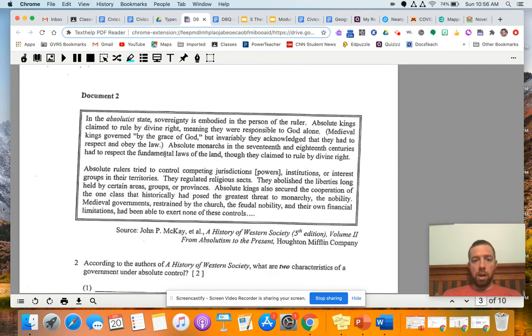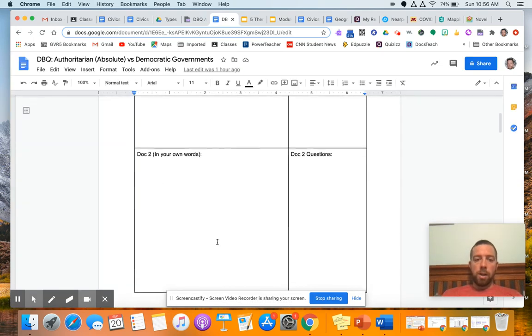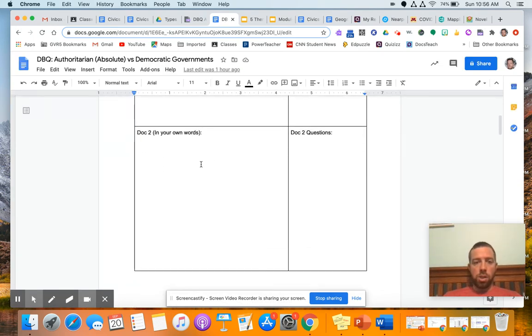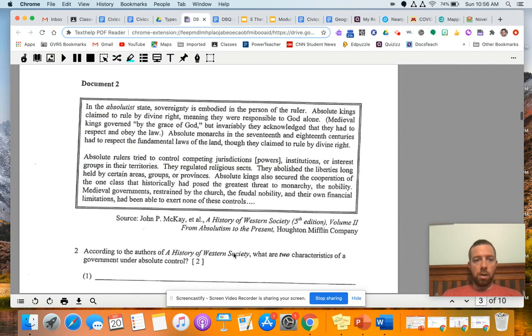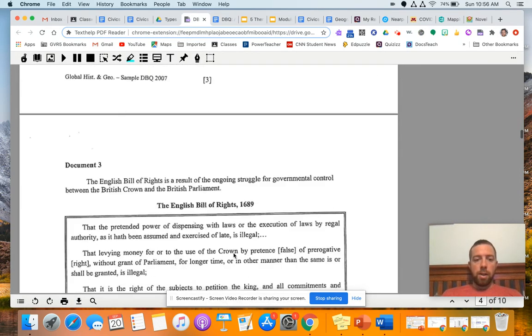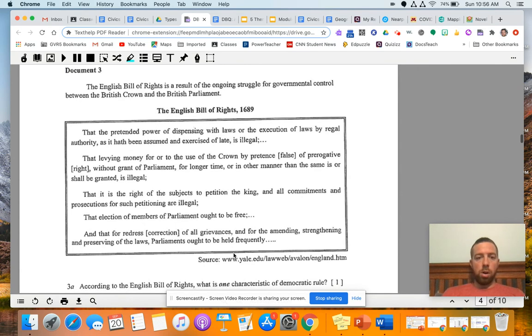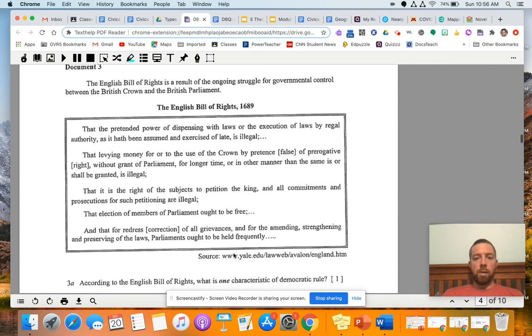I kind of went through that line by line with you, but again, when you go over to your Google Doc, your translation, whenever you're putting it in your own words, that should match generally the length of document 2. Okay. Document 3, I want you to try to do on your own today. Email me if you have questions, but there's a couple of things I want to point out. Document 3, when it says regal authority, that means the king. Okay, regal means like royal, like the royal authority.